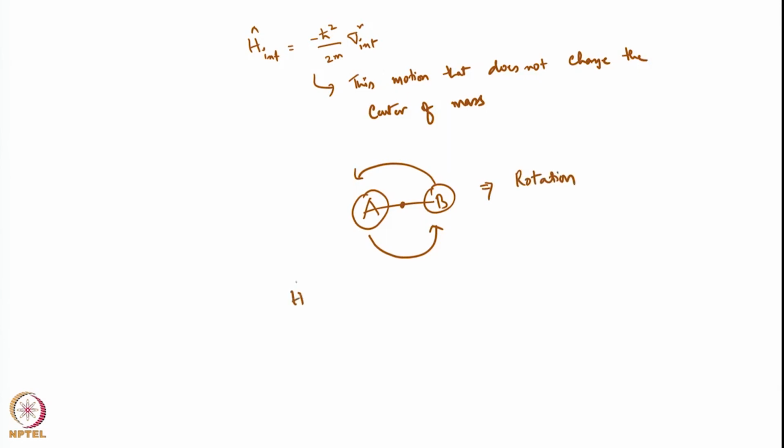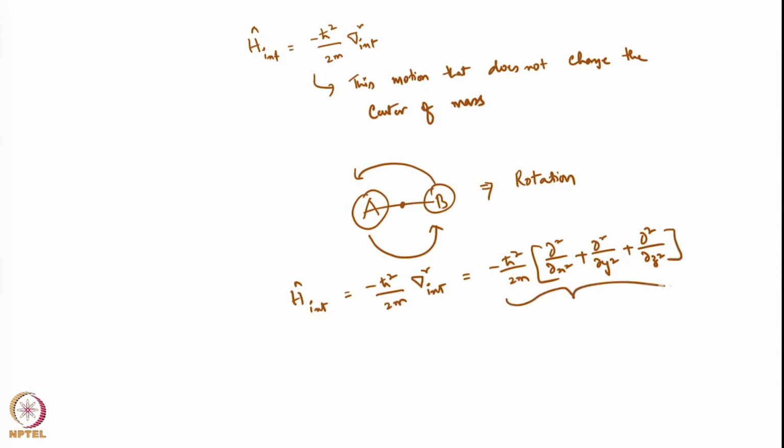So, your H internal is equal to minus h bar square by 2m del square internal, which is nothing but minus h bar square by 2m times d square by dx square plus d square by dy square plus d square by dz square. This should represent rotation without changing the center of mass.